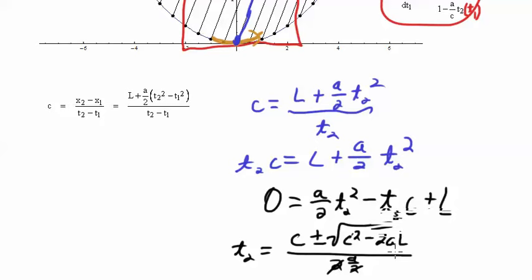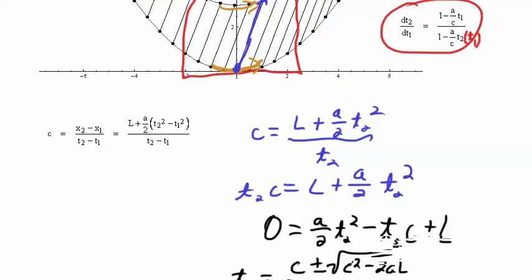Now that quadratic form should give you pause, because that means that we are actually going to sometimes get two solutions.